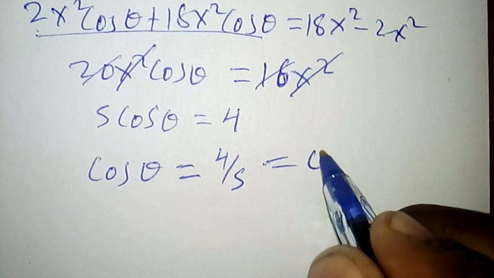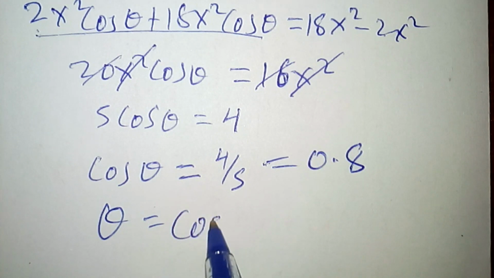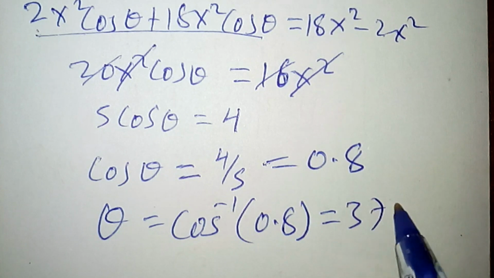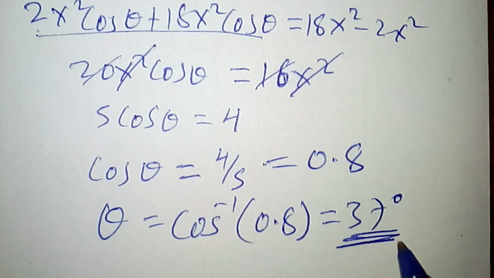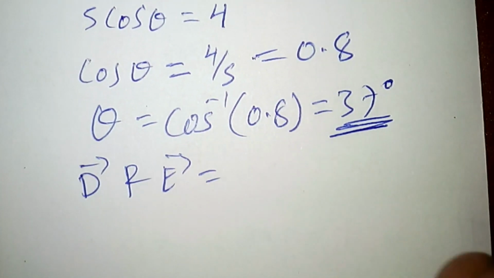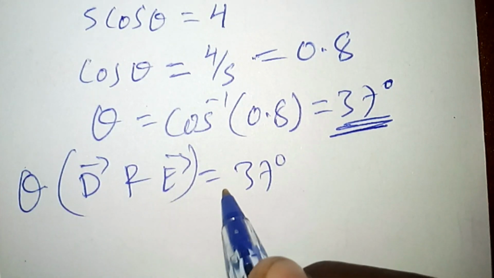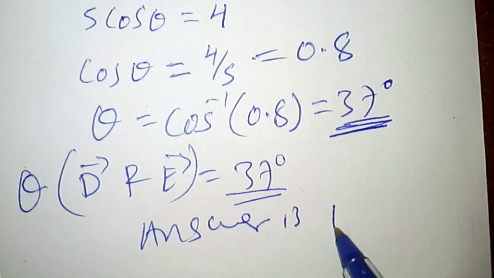So this is equal to 0.8. So theta is the cos inverse of 0.8, which is 37 degrees. So the smaller angle between vector d and vector e is 37 degrees. Theta between d and e is 37 degrees. So the answer is alternative B.